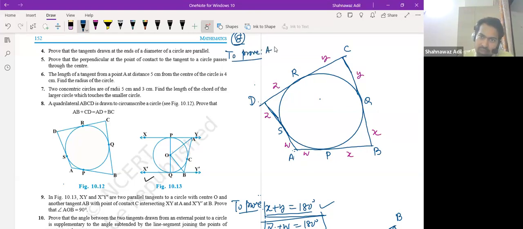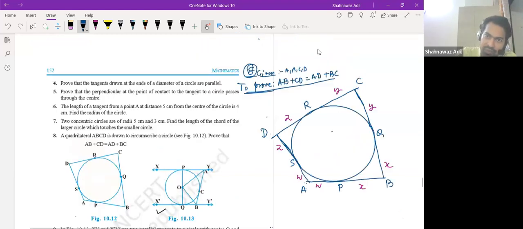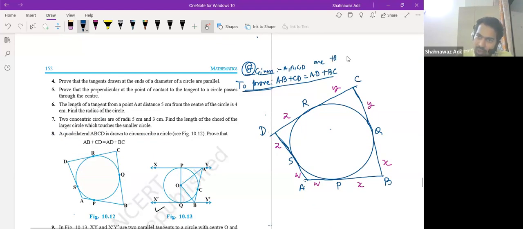Now we have to prove that AB plus CD is equal to AD plus BC, right? And what is given? I didn't write the given, but you know that A, B, C, and D are points outside the circle from which the tangents are drawn. This is a very long statement.